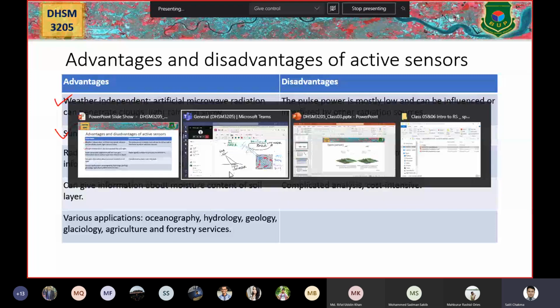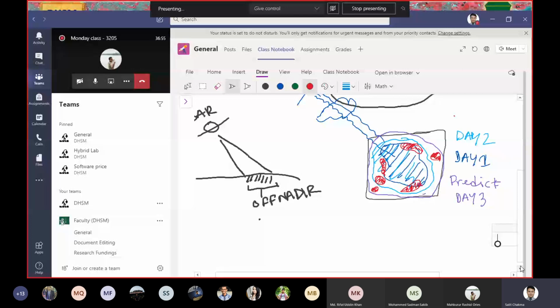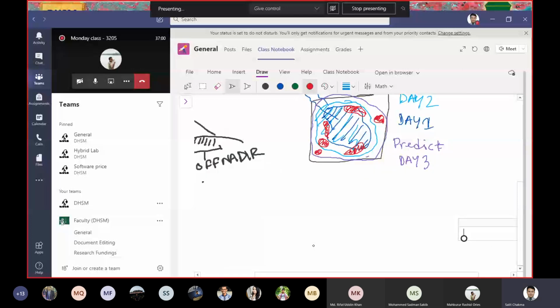How can you do that? I'm sorry, I'm still trying to figure out how this Microsoft OneNote works. How can I scroll down and up? So let's say you have one terrain like this, and then you have vegetation.